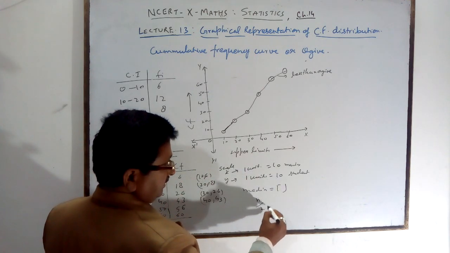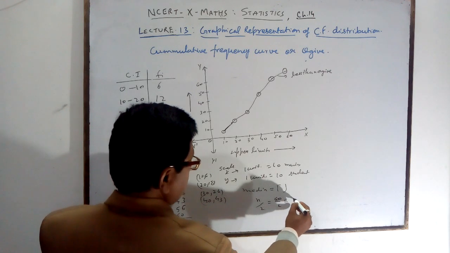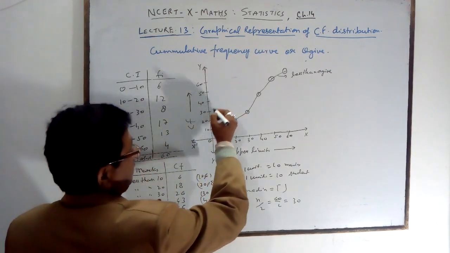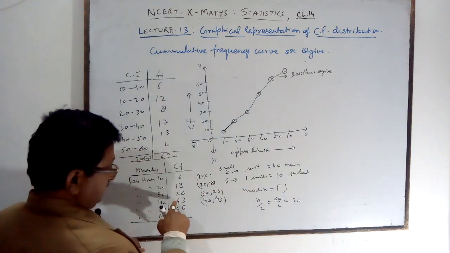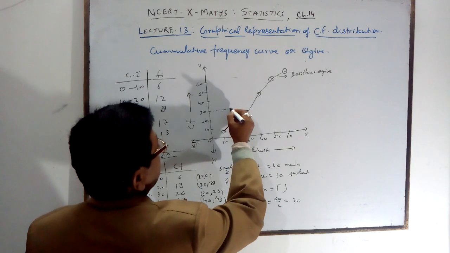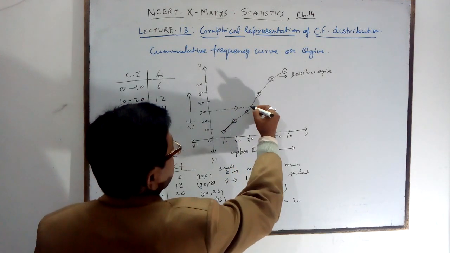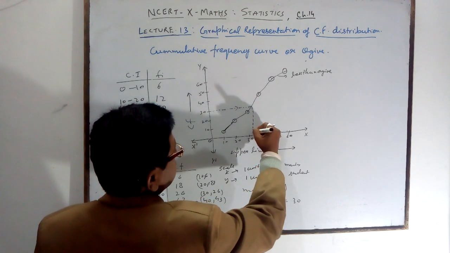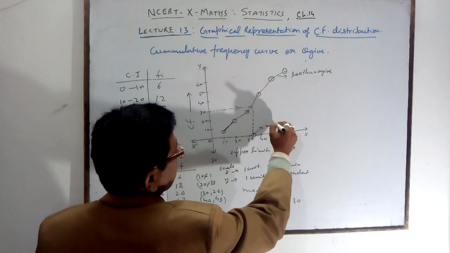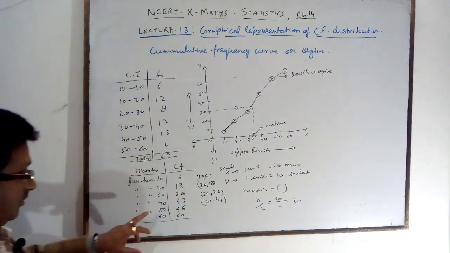First you calculate n by 2, means sigma fi by 2. 60 by 2, what will you get? 30. In front of the 30, you will take a line from here and come till the ogive. Here you are coming, and from here you come down. It is your median. This value will be approximately between 30 and 40.